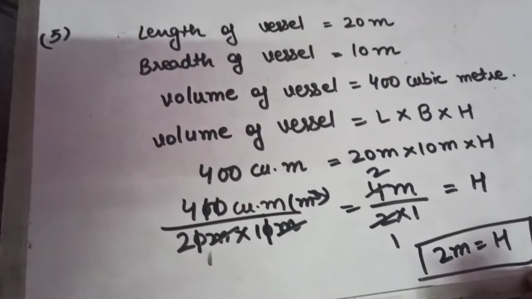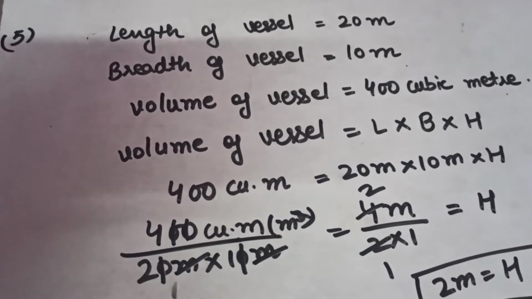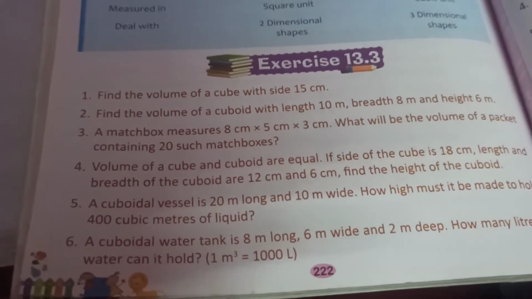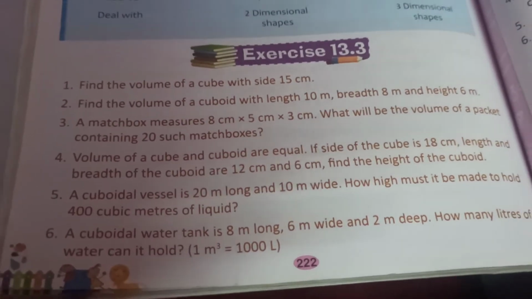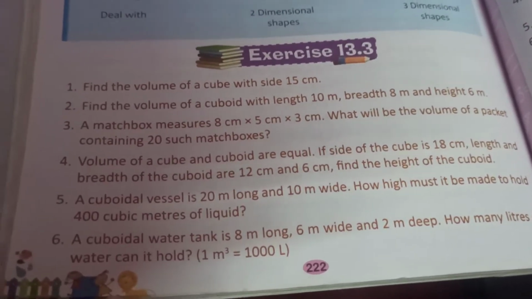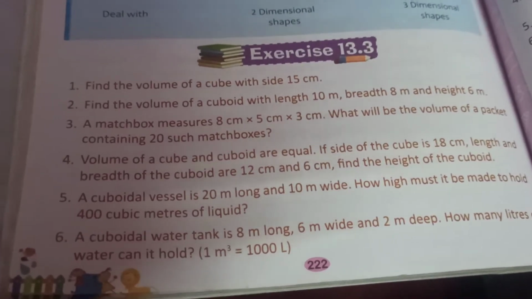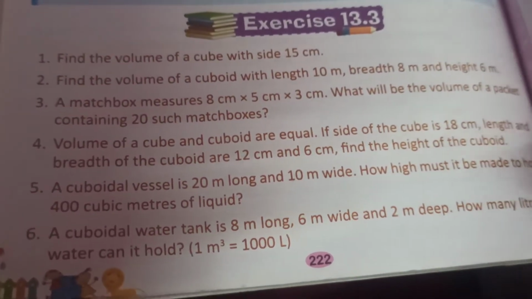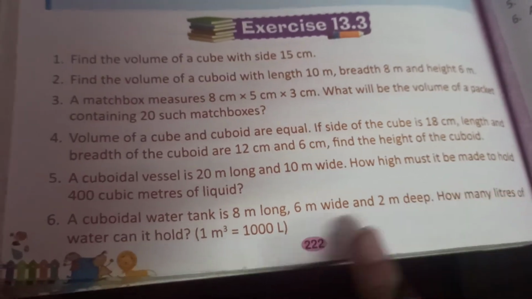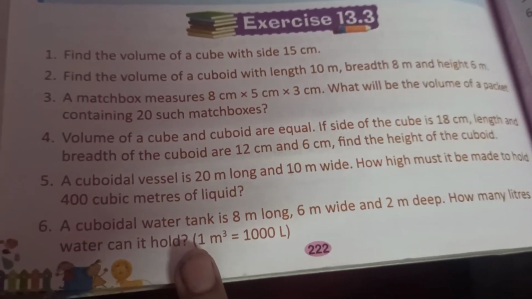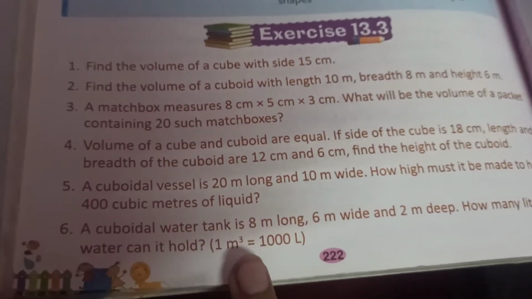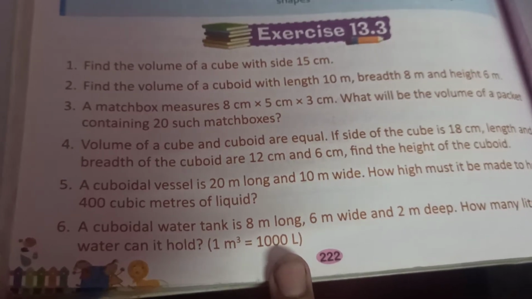Clear the question number 5? Now the question number 6 is, a cuboidal water tank is 8 meter long, 6 meter wide and 2 meter deep. How many liters of water can it hold? So see, the cuboidal water tank, it means in this what we have to find? Volume. It is given that how many liters of water can it hold. So firstly we will find the volume of this. After that we will convert that into liter.